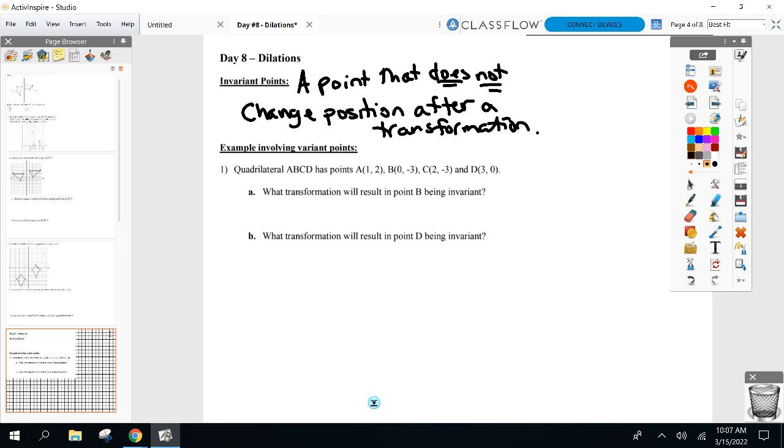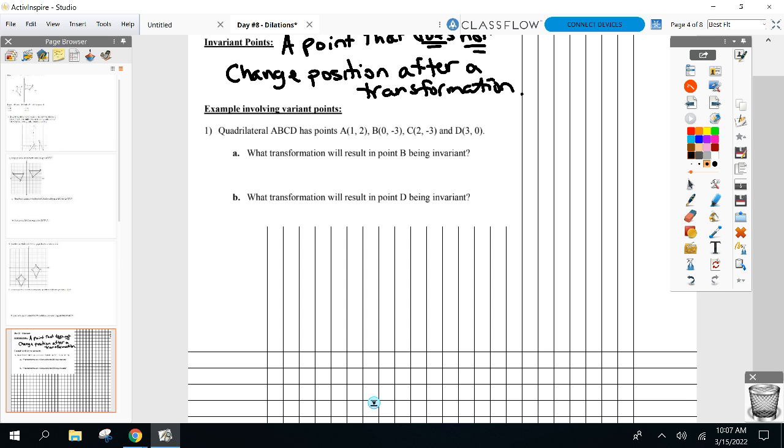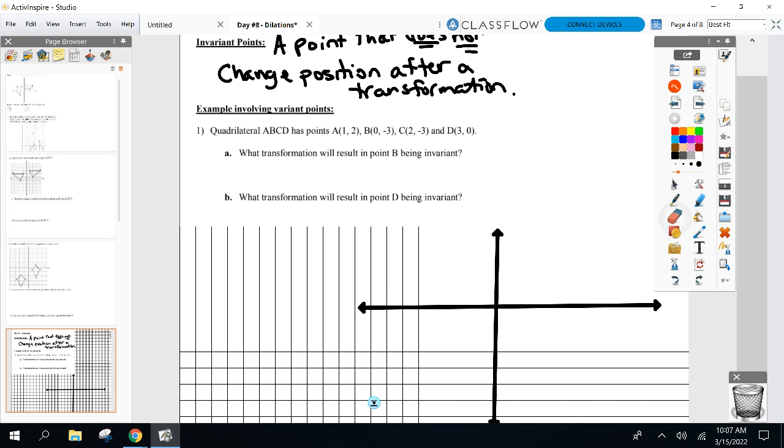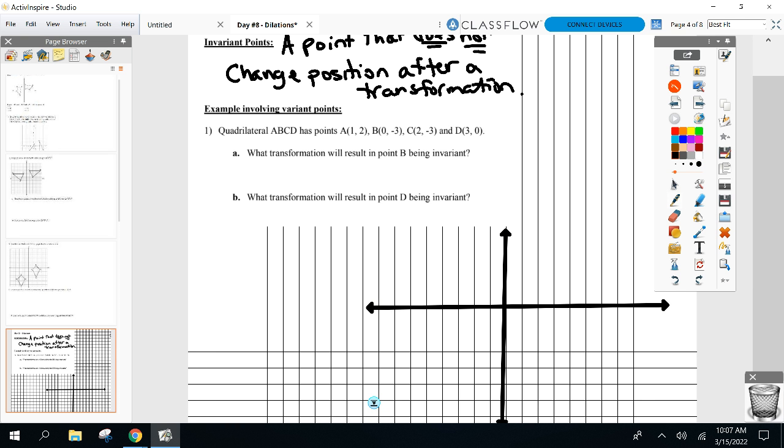So I wanted to do two quick examples with you guys to make sure we got this clear. I don't need you to graph it at all. Don't graph. I'll do a quick sketch up here. So I got this quadrilateral ABCD. I'm not going to graph all of it. You guys are an above average group, they tell me. So I'm going to ask for two transformations here that make point B invariant. So point B is (0, -3).